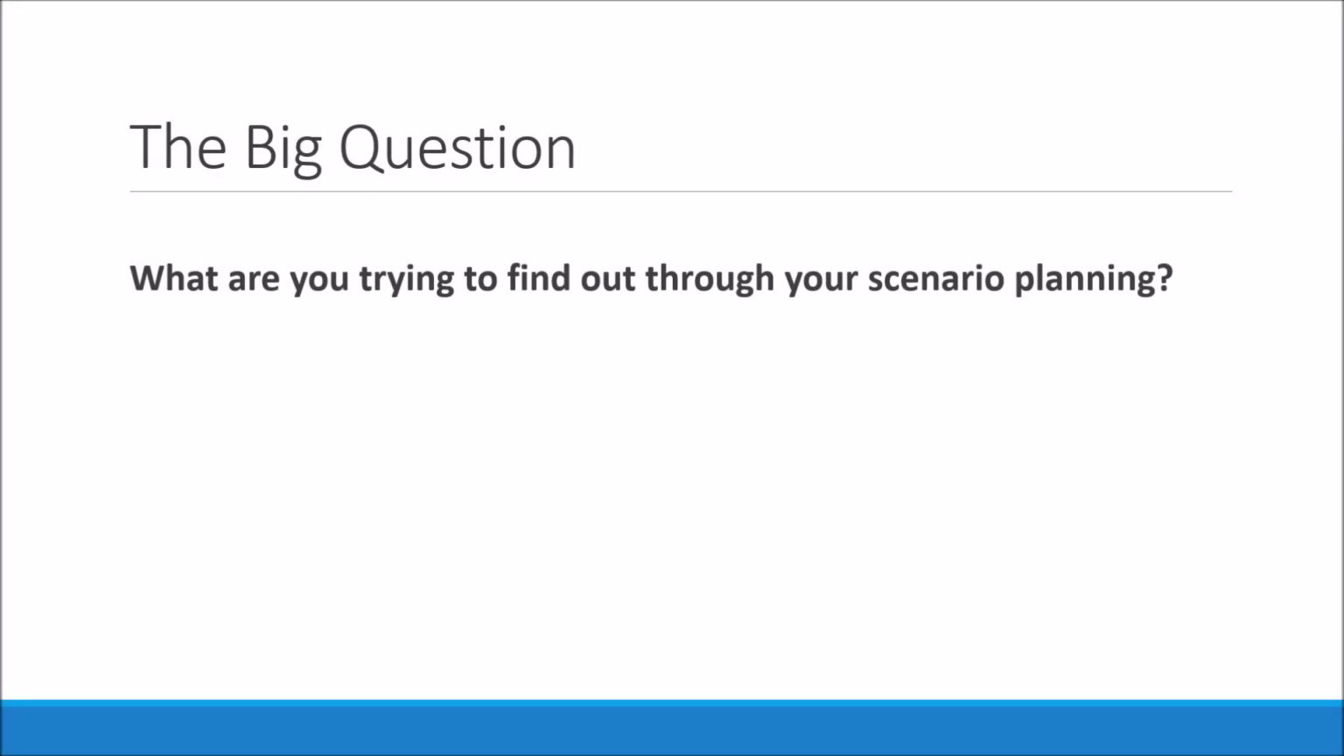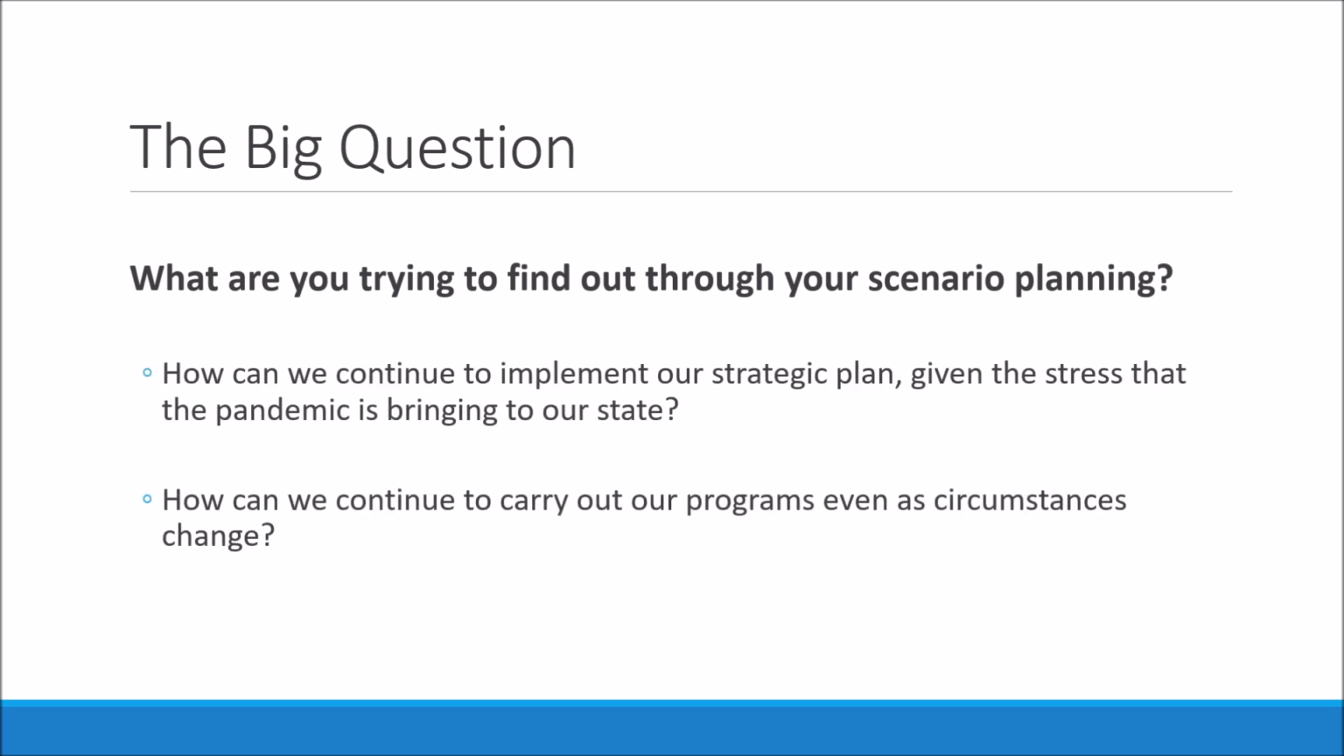The first step in this exercise is to, frankly, think about why you're even doing it in the first place. What are you trying to find out by doing a scenario planning exercise? You need to have a goal because that'll help keep you on track. So, for example, in this situation, you might be asking yourself a question like, how are we going to go ahead with our strategic plan, even though external circumstances are very difficult right now? Or how do we carry out our programs, even though we can't gather in person right now? So you want to try to shape a question that's going to give scope to your scenario planning. It'll give you an end goal, and that helps the exercise stay more specific.